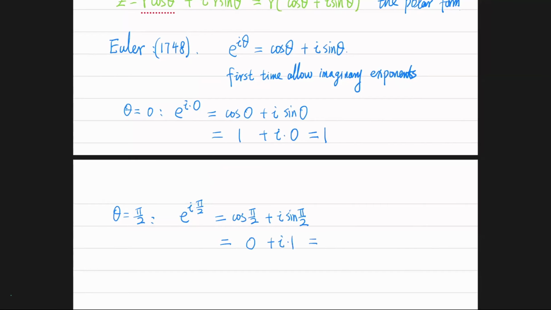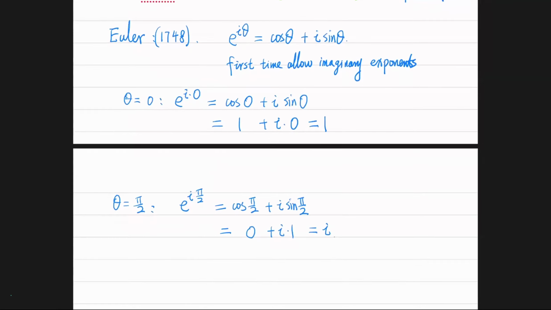So then that's just i. Wait, hold on, can I take a few moments to write this down? Teacher, very interesting formula. For e^(i·pi/2), we get this i.